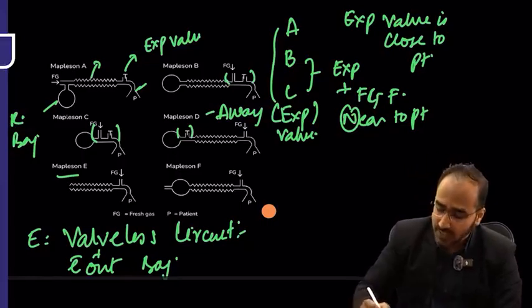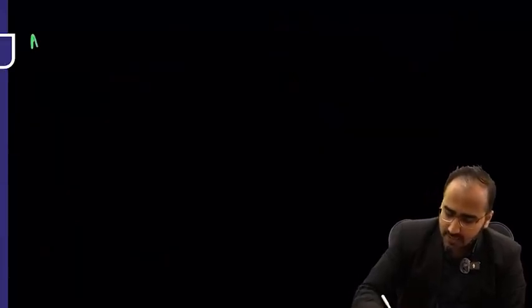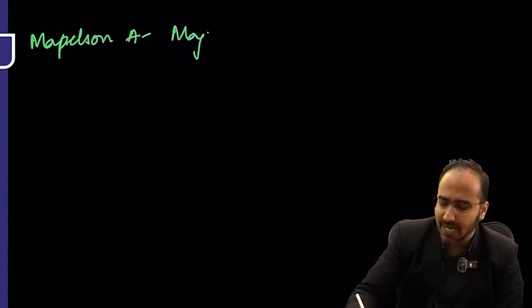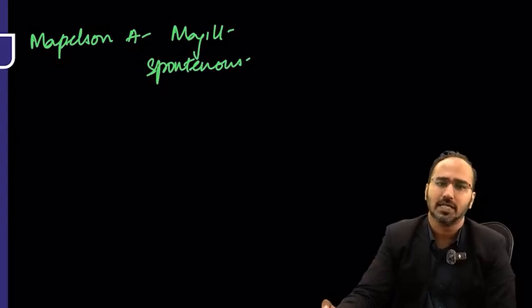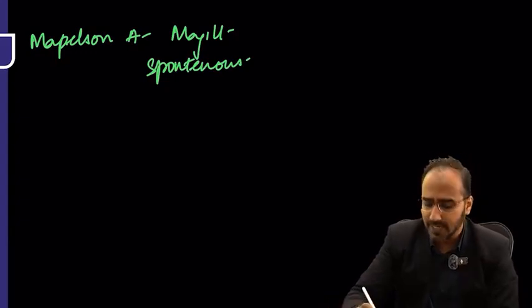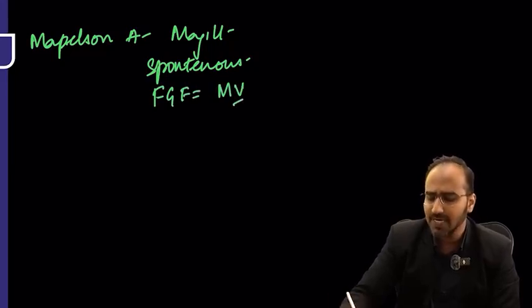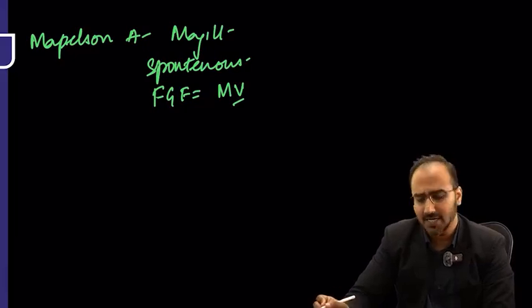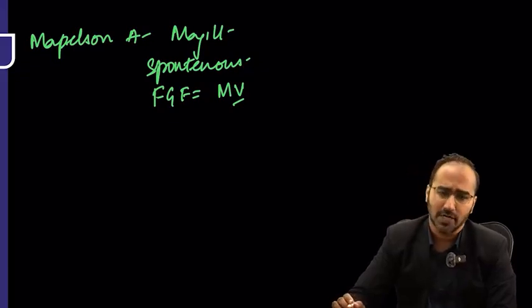Okay. Now guys, just look over here. What we need to discuss now is the Mapleson A circuit, also called the McGill circuit. It is a circuit of choice for what ventilation? It is a circuit of choice for spontaneous ventilation. When you use a circuit for spontaneous ventilation, the fresh gas flow that you keep will be equal to minute ventilation or minute volume. Minute volume is nothing but tidal volume into respiratory rate. The fresh gas flow that you need to give in order to prevent rebreathing is equal to the minute volume.